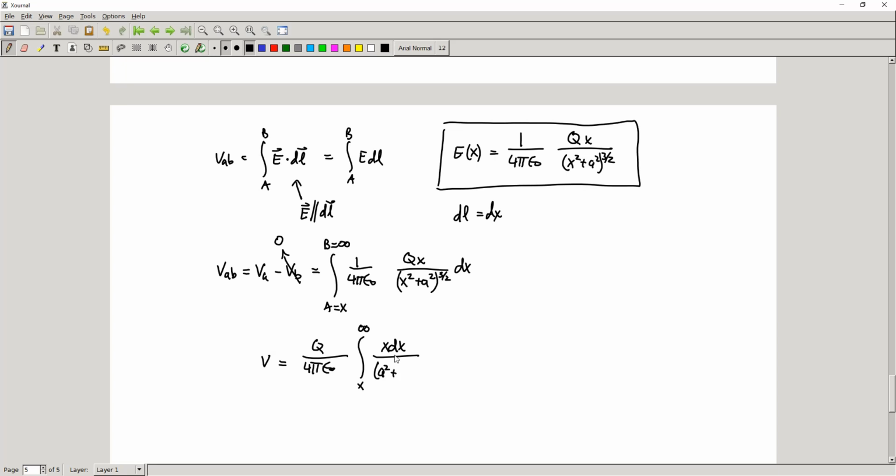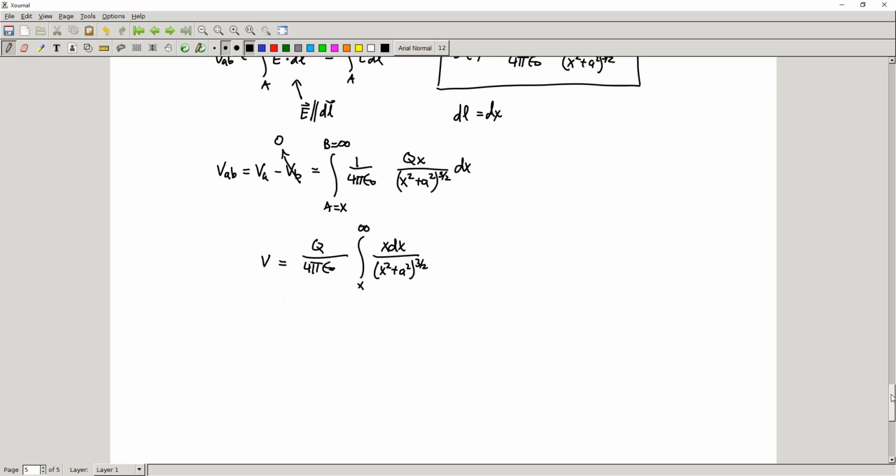x squared plus a squared to the 3 over 2, right? So this is the integral that we want to do, and we have seen this integral before. We know that we can do this integration by a simple substitution, and the substitution that we're going to make is we're going to let u equal x squared plus a squared, which is going to mean that our du is going to be 2x dx, and we want x dx, and that's just going to be du over 2. Right? So let's substitute all this stuff in there.